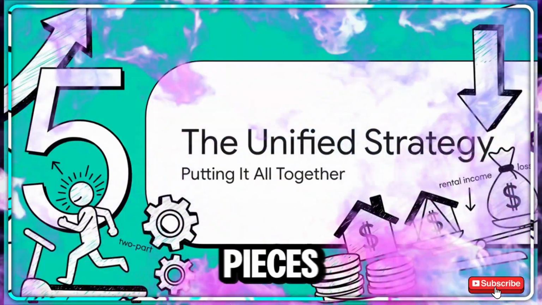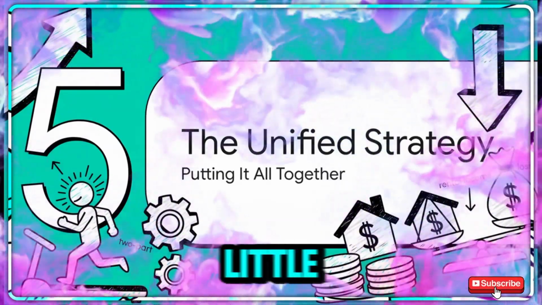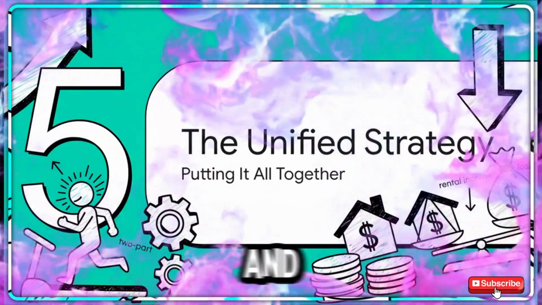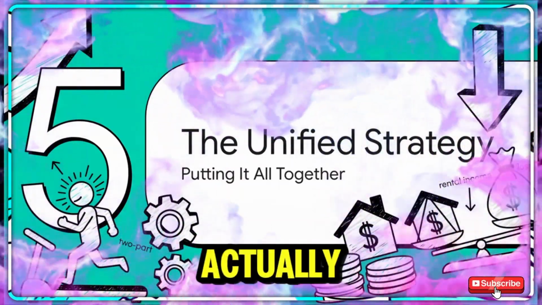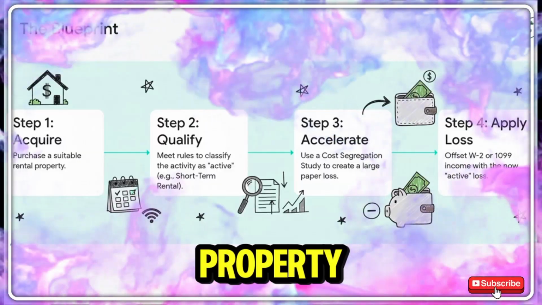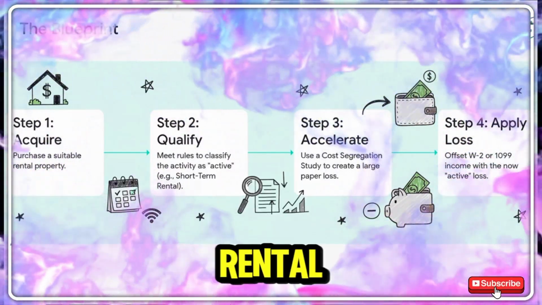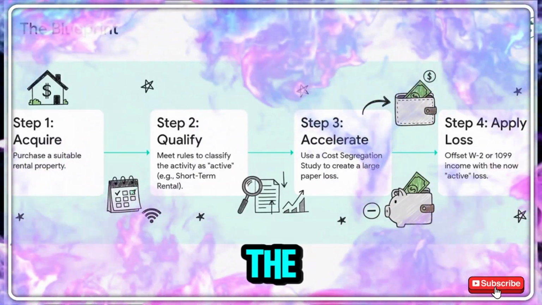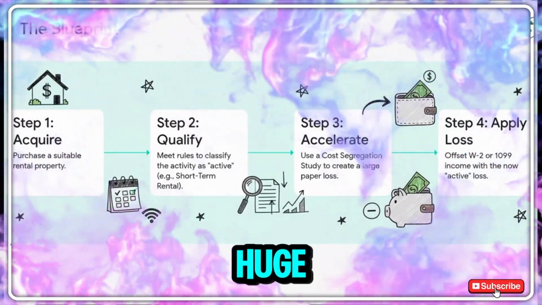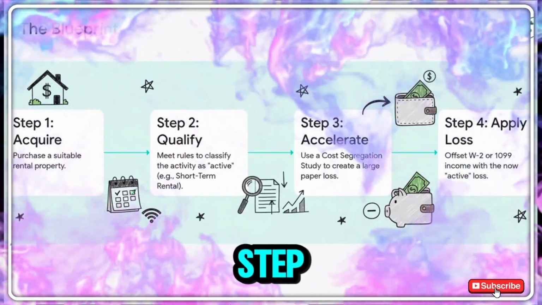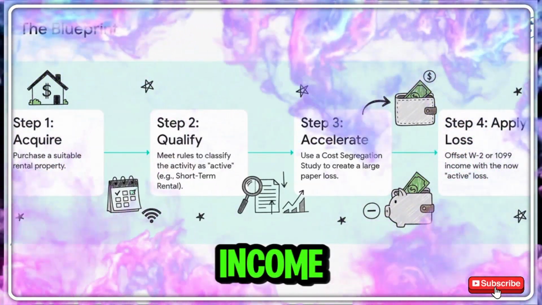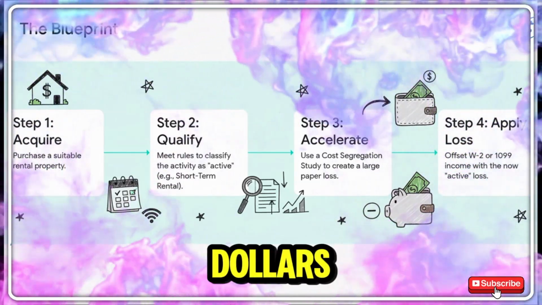All right, let's put all the pieces together now. Because this isn't just about one little trick, it's a two-part play. You have to do both. You have to qualify the rental as active, and you have to generate a big enough loss to actually make a difference. So here's the blueprint. Step 1, you get the right property. Step 2, you use a method like the short-term rental rules to make it an active business in the eyes of the IRS. Step 3, you bring in the pros for a cost segregation study to create that huge front-loaded paper loss. And finally, step 4, you take that loss, which is now active, and apply it directly against your primary income, potentially saving you tens of thousands of dollars in taxes.